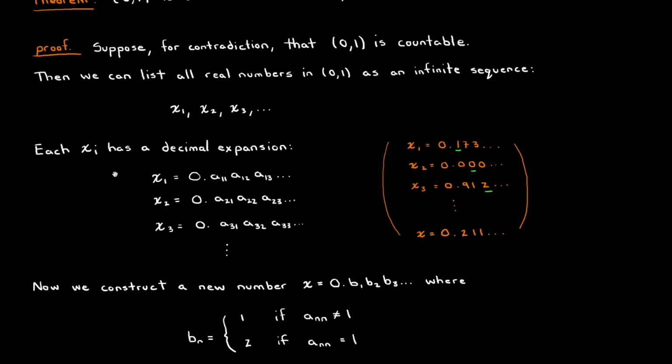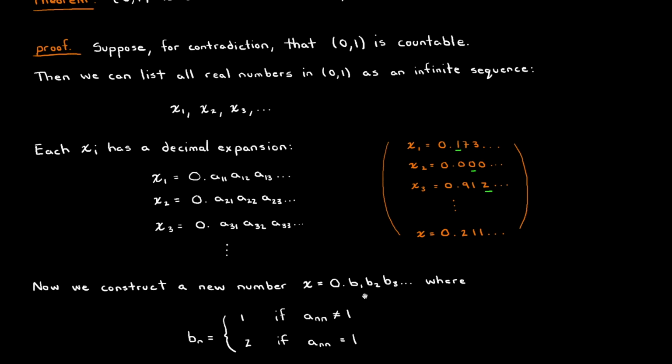Now let's consider the decimal expansion of each of these xi's. Each of these xi's is a number from the open interval from 0 to 1, so its decimal expansion will look something like 0 point and then a bunch of digits. Each of them will look like this. Now we will construct a brand new number, let's call it x, that will also be in the open interval from 0 to 1. It starts with 0 point, and then its digits are b1, b2, b3, and these bi's are defined by the following rule.